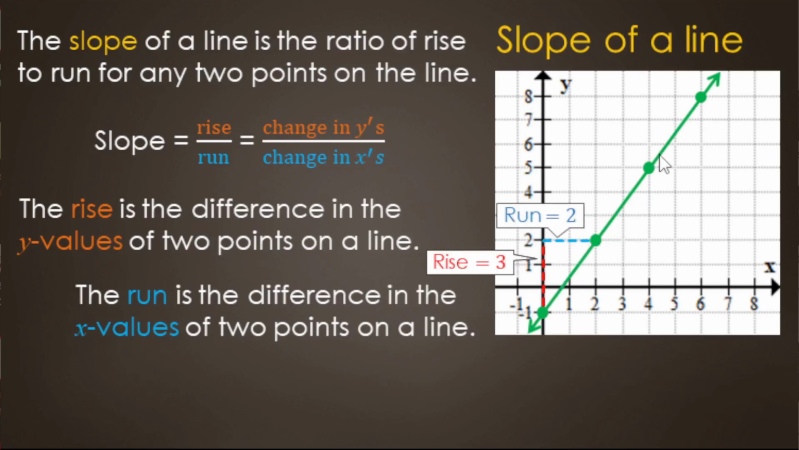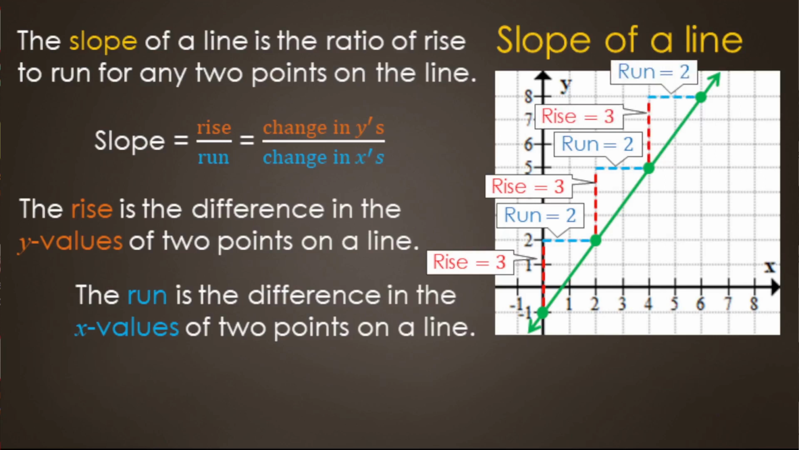Now if we do these 2 points here, we go up and then we go over. The rise is going to be 3 and over is going to be 2. And then we can look at these 2 points here, up 3, over 2. So you can see that the ratio between the rise and the run doesn't change on this line. It stays the same.